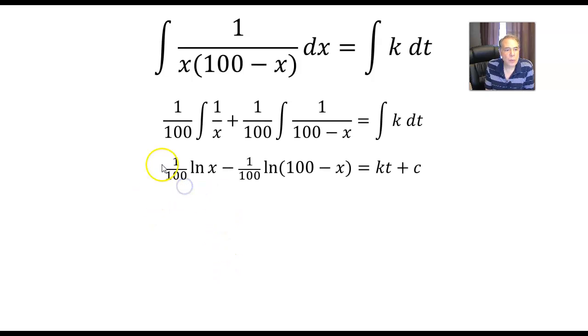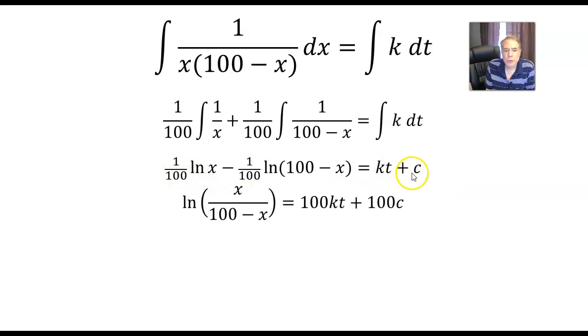So when we integrate, we get 1/100 times the ln of x minus 1/100 times the ln of (100 minus x). And I'm assuming that x has to be somewhere between 0 and 100 so that these things that we're taking the ln of are both positive. That way I don't have to mess around with absolute value bars. And that's equal to kt plus c.